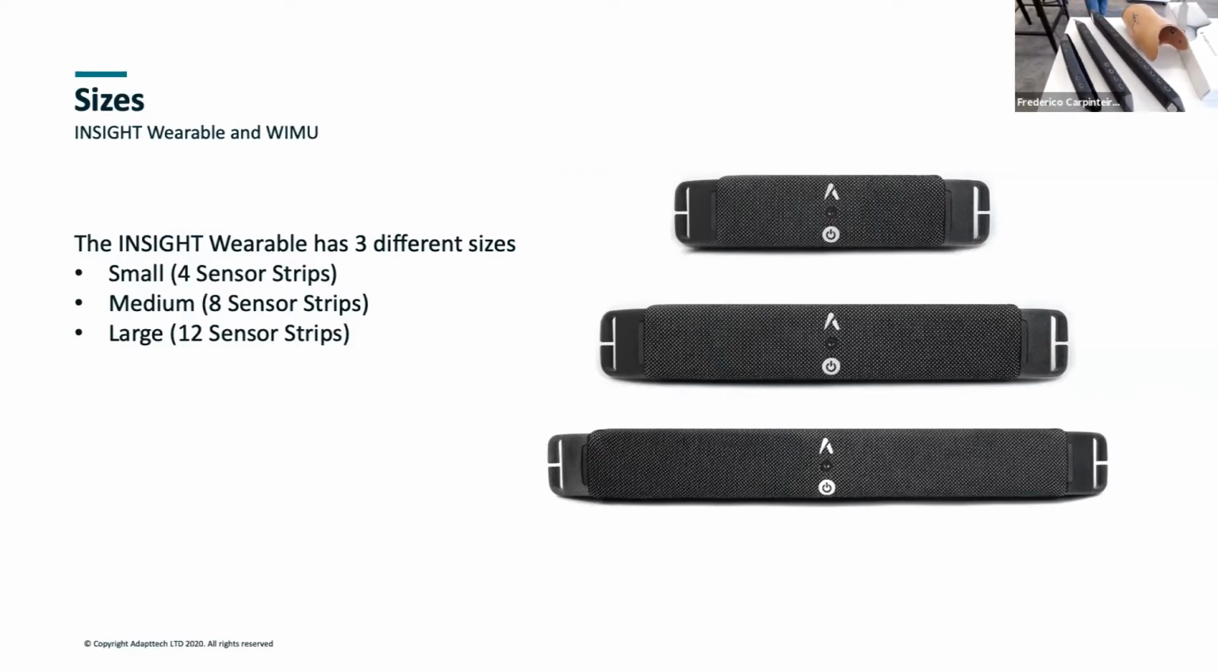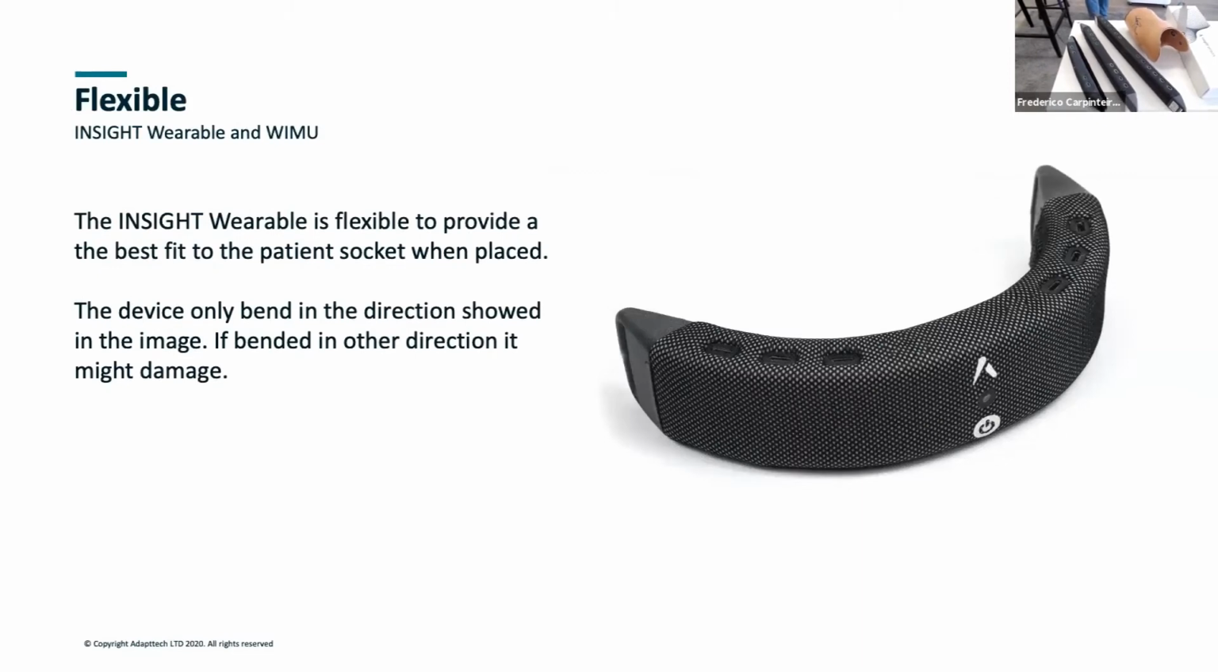Next slide. So the device is flexible, so it can be placed around the socket, and it's silicone covered, so it's easy to use. You should use it with the logo in the right position, but if you need to use it downwards to make it easier to connect the sensors, you can also do it, because the algorithm will recognize where the device is turned.